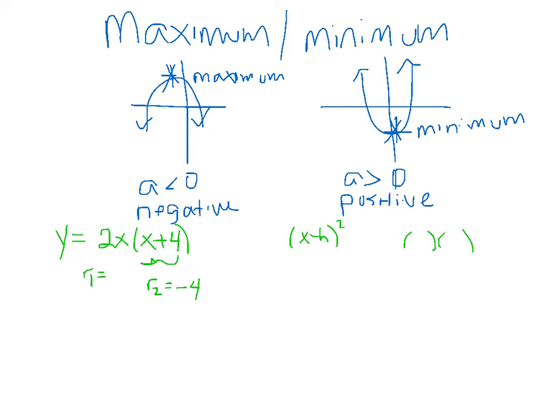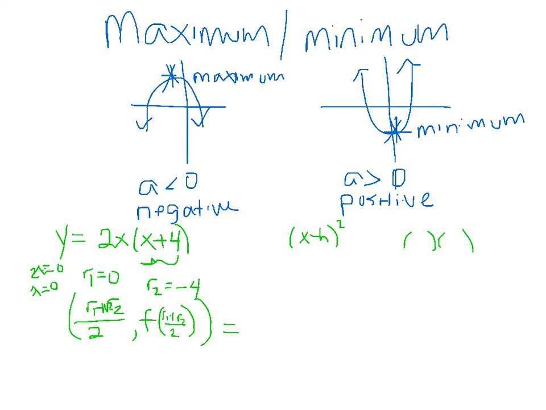When 2x is equal to 0, what would x be to make 2x 0? That would be 0. If you divide by 2, 0 divided by 2 is still just 0. So my first root is 0 and my second root is negative 4. To find the vertex point, which you need to remember, we're going to do r1 plus r2 divided by 2. It's the average of those values, and then you plug it in to find your y value: f of (r1 plus r2) over 2.